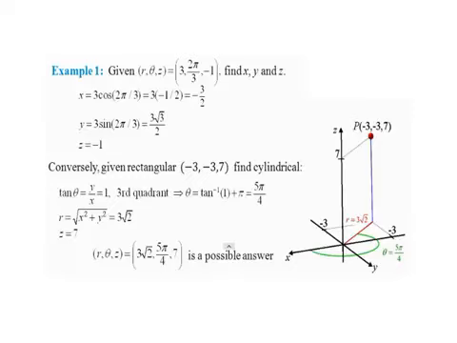Similarly, for r, we have the equation square root of x squared plus y squared. On substituting the value of x, which is -3 whole squared, plus the value of y, -3 whole squared, we get square root of 9 plus 9, that gives 3 square root 2, which is approximately equal to 4.24. So the required point in cylindrical coordinates, r, theta, z, is 3 square root 2, 5 pi by 4, 7, which is a possible answer.